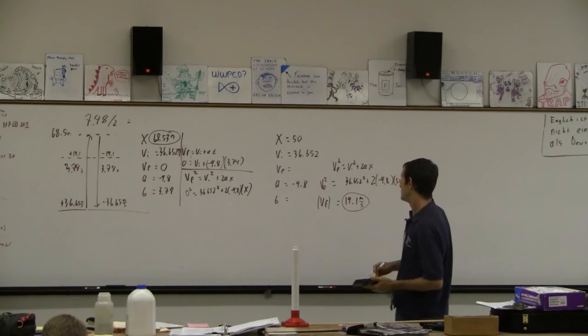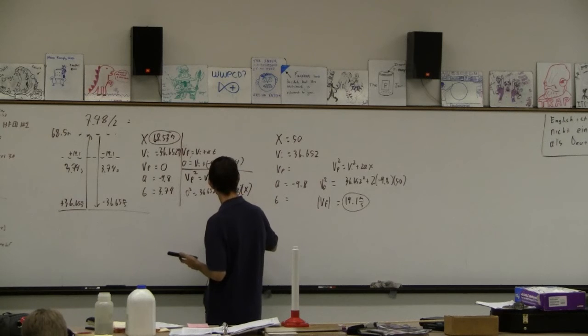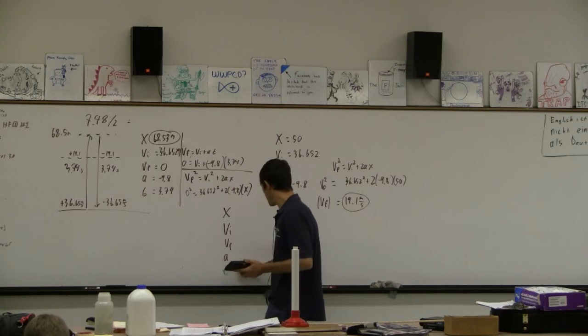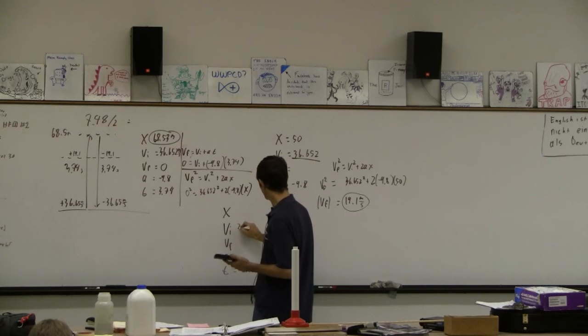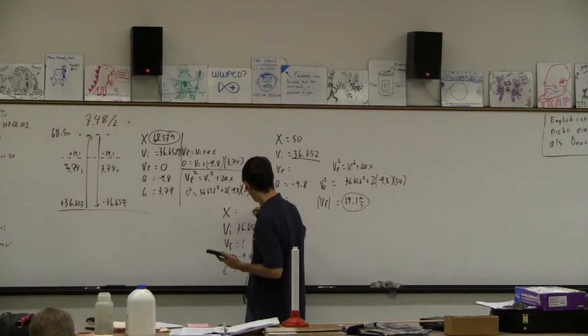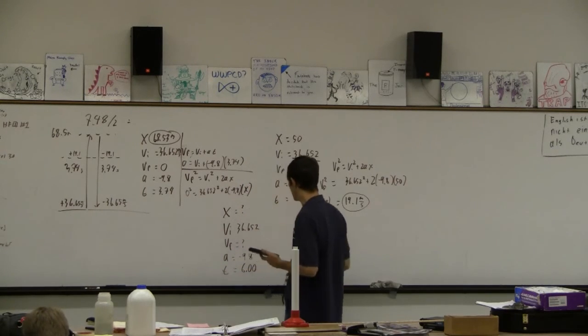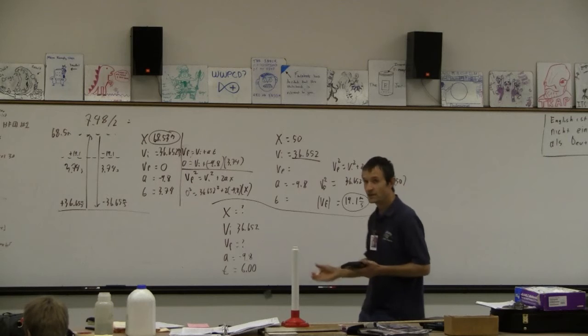And then just for kicks, it's in the air for 7.48 seconds, so let's say they ask you at 6 seconds, where is it? Well, we do the same thing. This is our initial velocity, 36.652. We don't know what the final velocity is. The acceleration is negative 9.8. x we don't know. So let's figure this whole thing out. This isn't in How Far 3, I'm just adding it because what if they asked you?